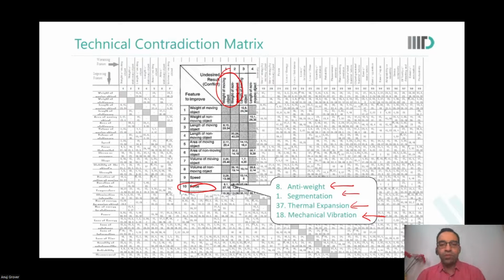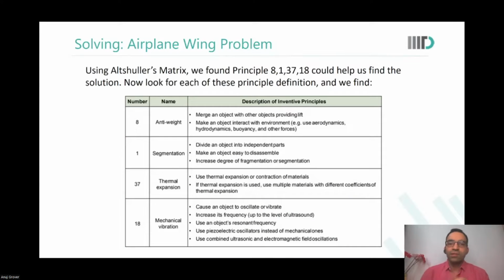Okay. So now you think of how to do it. Let us look at the details of these inventive principles. Anti-weight says, merge an object with other objects providing lift. Make an object interact with the environment such that you get to use aerodynamics or buoyancy or other forces. Segmentation means divide the object into multiple independent parts. Make an object easy to disassemble. Increase the degree of fragmentation or segmentation. Thermal expansion: use thermal expansion or contraction of materials. Use multiple materials with different coefficients of thermal expansion.